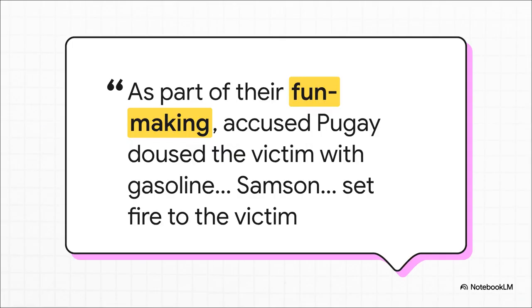To see how all this theory plays out in the messy real world, let's look at the absolutely tragic case of People versus Puget. The facts are just brutal. As part of what they called fun-making, one guy, Puget, douses a victim with gasoline. A little later, a second guy, Samson, shows up and sets the victim on fire. So you have two people, one horrific outcome. But the question for the court is, did they have the same criminal mind? Were they working off the same blueprint?